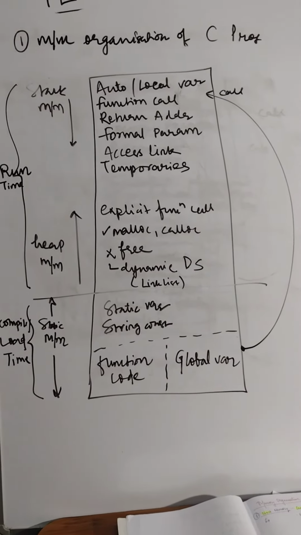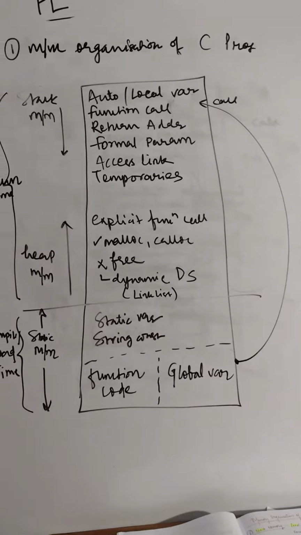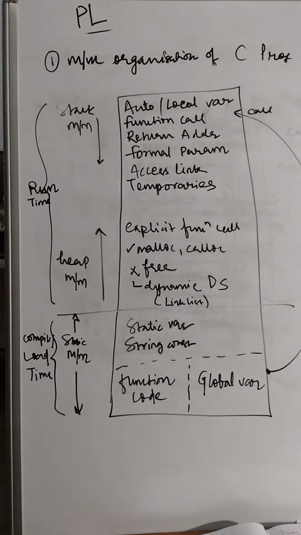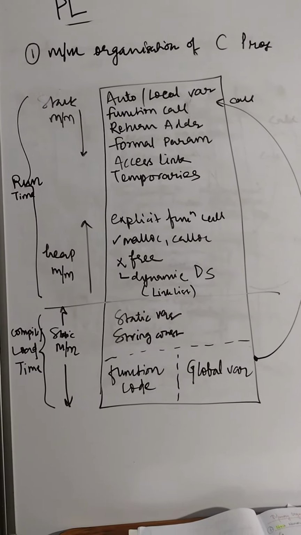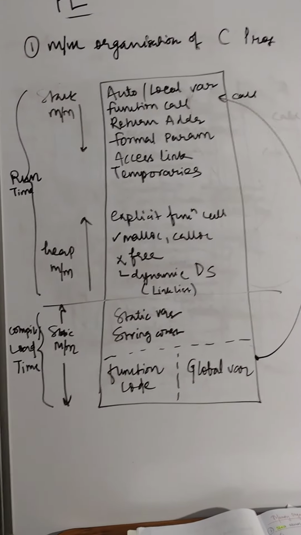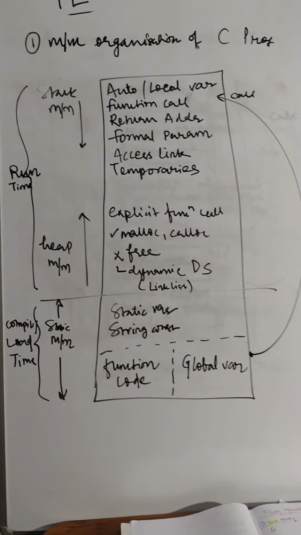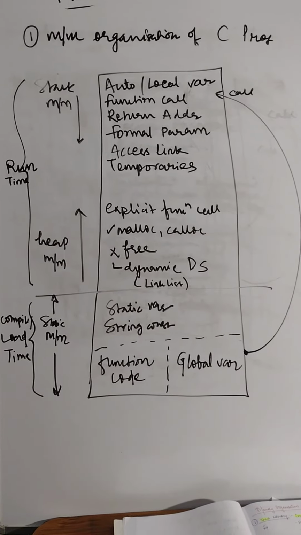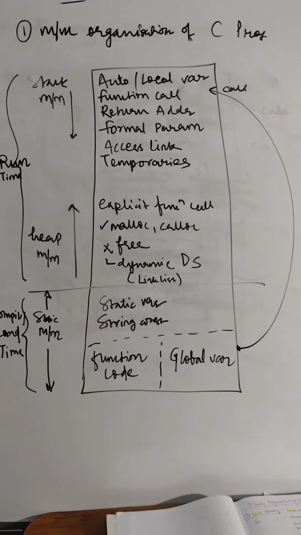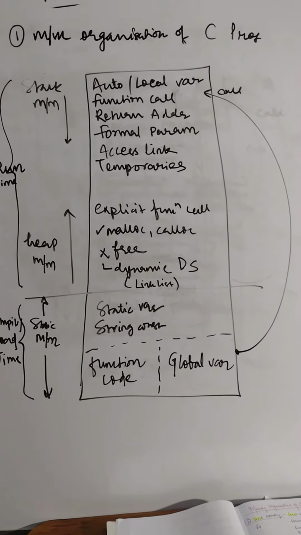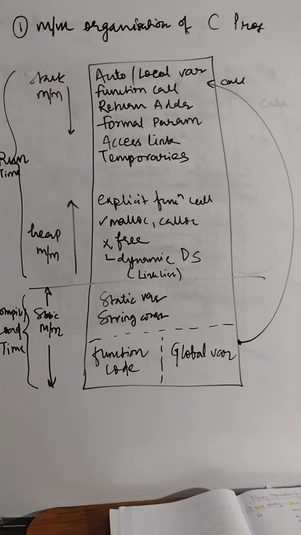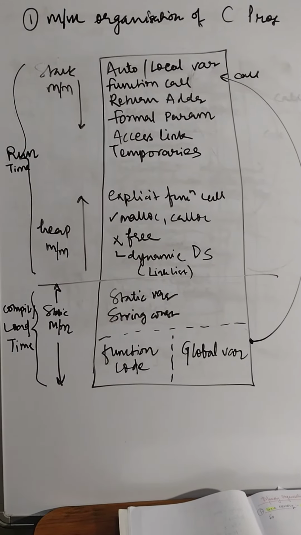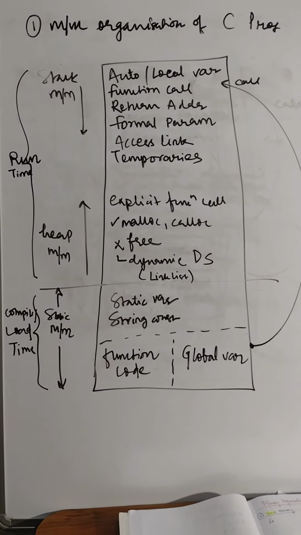Once stack memory gets filled up, you can just imagine the stack memory getting filled up from one part and the heap memory getting filled up from another side. And in this heap memory, it will only store when there is an explicit function call like a malloc or a calloc, and it helps us to free up the space once the use is over, using a free function call. And this actually helps in storing dynamic data structures like the linked list.